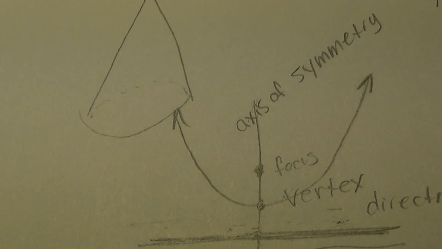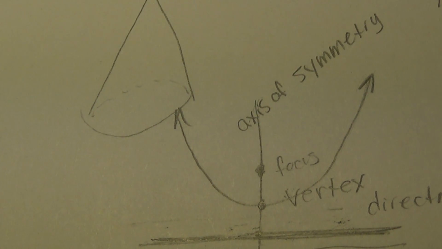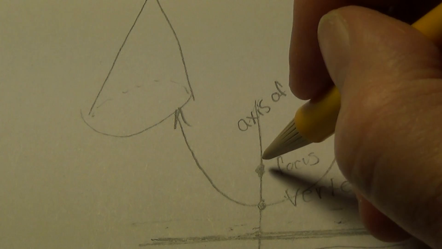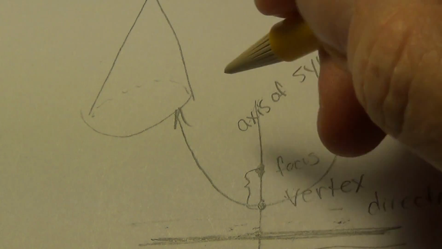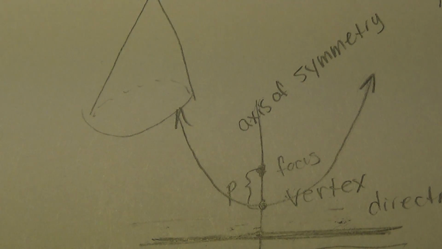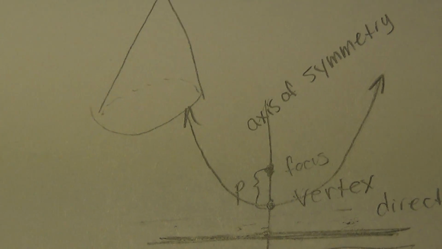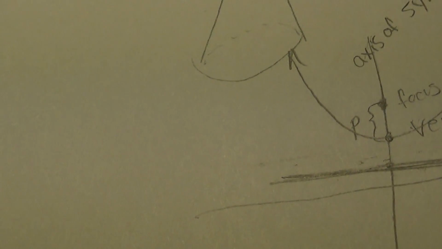And also, there is another important point and definition, and that is the distance from the focus to the vertex. It is very important, and that's called P. We thought long and hard and we called it P, perhaps because of the parabola. Alright, with those definitions, let me give you standard form for the parabola.